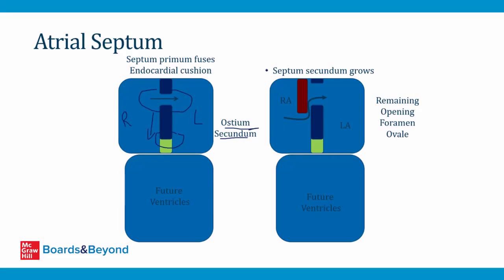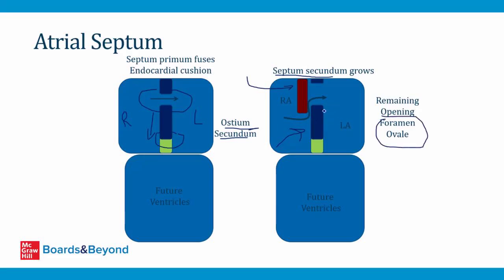The next thing that happens is another structure forms called the septum secundum. That's what's shown in red here. It's called secundum because it grows secondarily after the septum primum, which is shown in blue. And what that's going to leave behind is a very small opening for blood to move from the right atrium to the left atrium through a structure that we now call the foramen ovale.